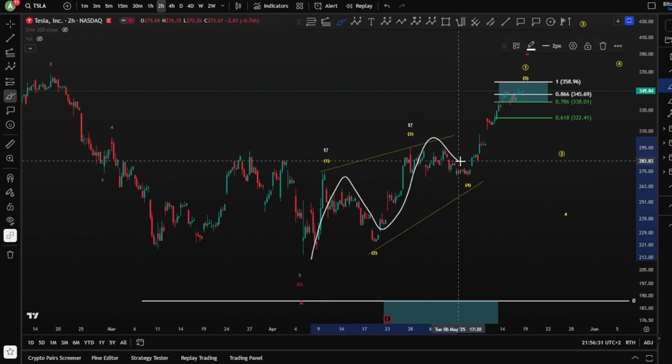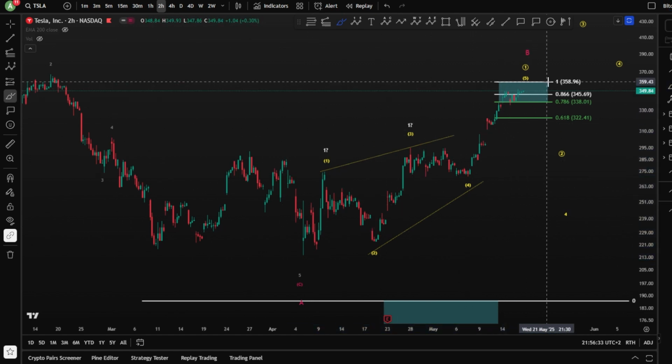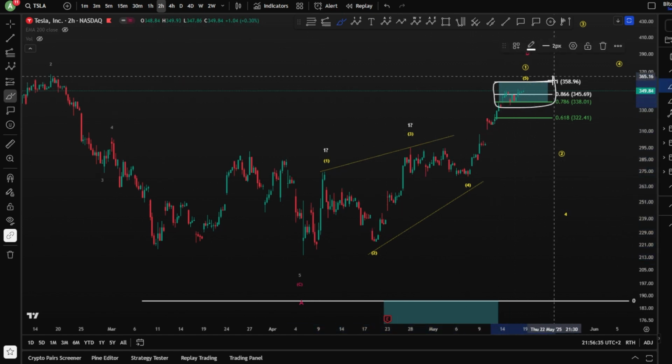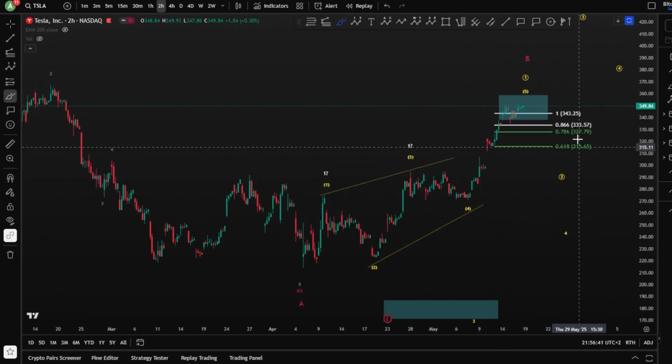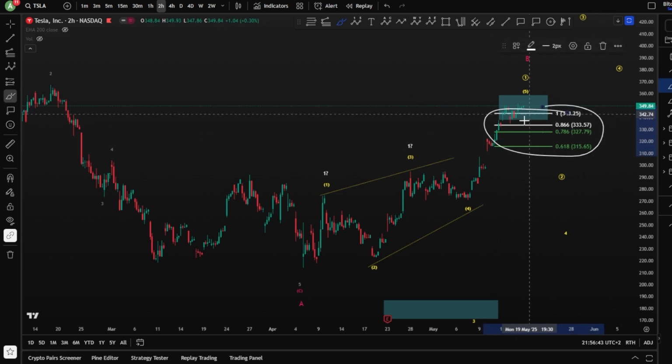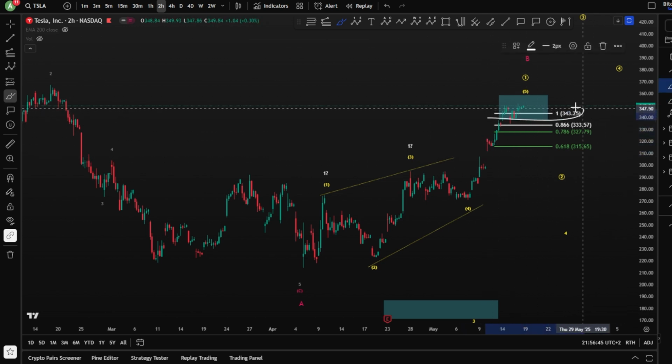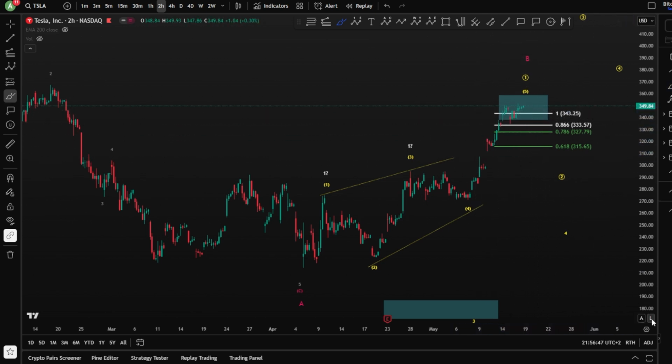Potentially we were looking for a leading diagonal here. Now I know that this is a logarithmic chart and it looks like we hit it perfectly, but what I don't like is that on the linear chart your fib levels become higher. You overshot the 1-to-1 fib level on the linear.